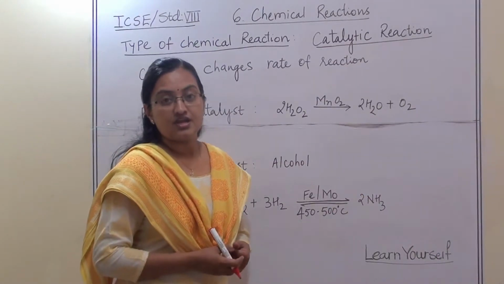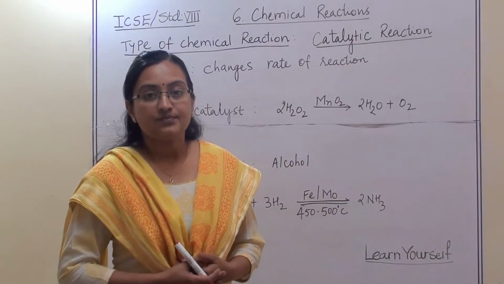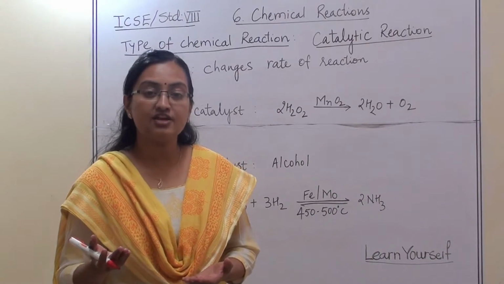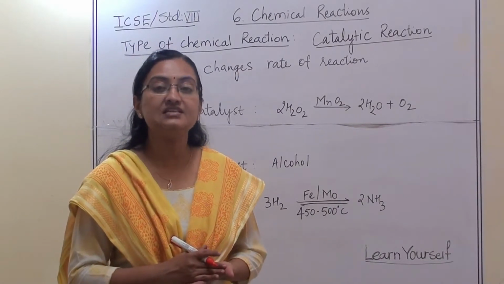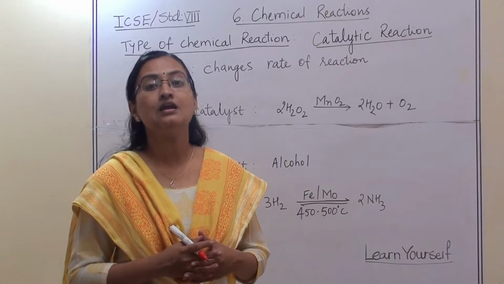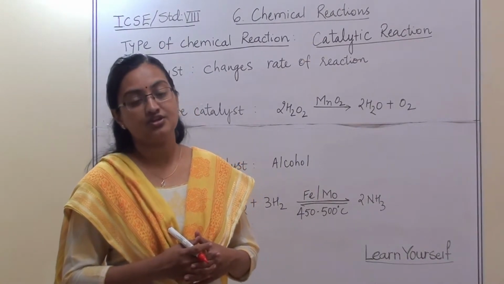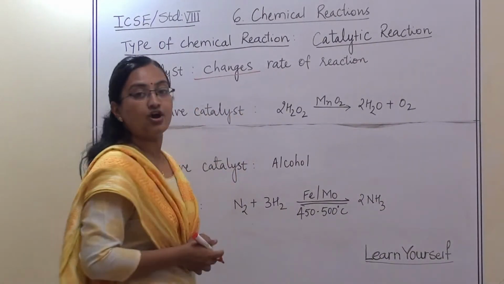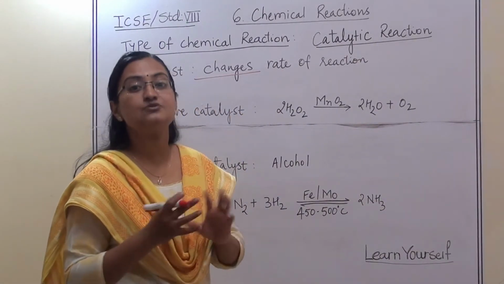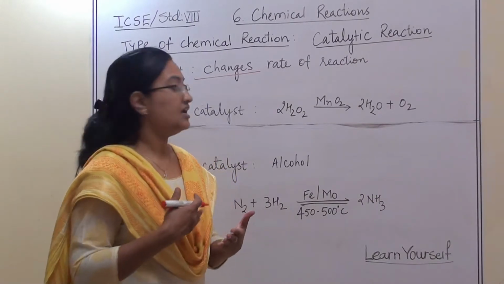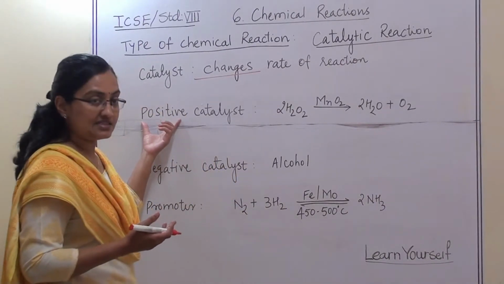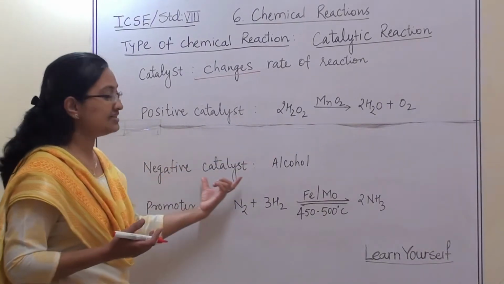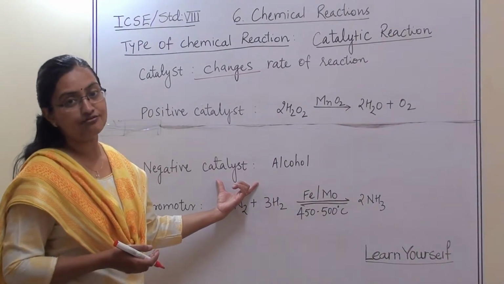Catalytic reaction. So what is a catalyst? A catalyst is a compound which enhances or suppresses the rate of reaction without taking part in the reaction. Basically, the catalyst changes the rate of reaction. It will change the speed. If the catalyst is a positive catalyst, then it will increase the speed. If the catalyst is a negative catalyst, it will decrease the speed of reaction.